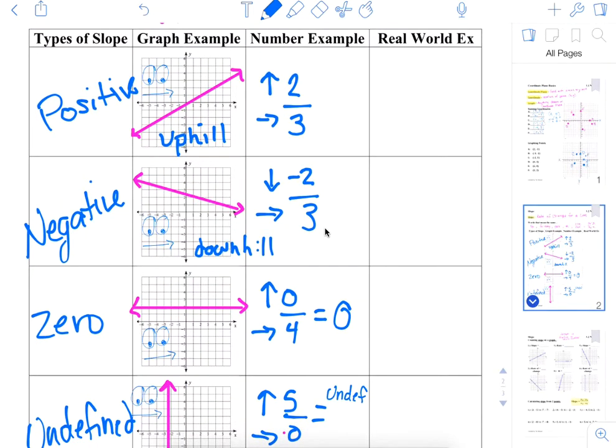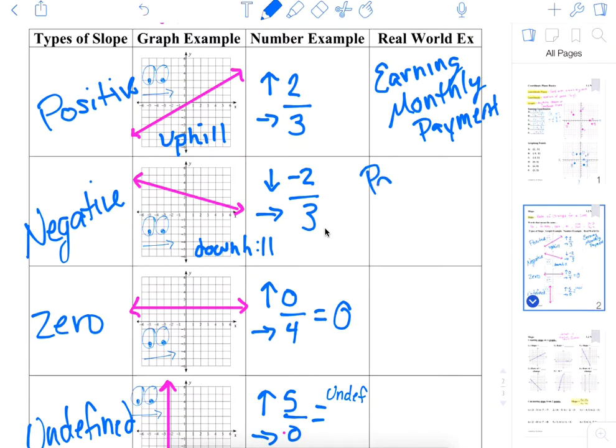Okay? When we put these into context, there's a lot of real-world examples we can use. One thing I want you to think about is if you're making money. So if you are getting or earning a monthly payment, that would mean you're getting the same amount of money every single month. You are increasing your bank account the exact same amount every month. That is a positive rate of change. Okay? If you were doing the opposite, so if you were paying a monthly bill each month, then you would be losing money. Equal amount and losing by an equal amount each month. That would be a negative slope.